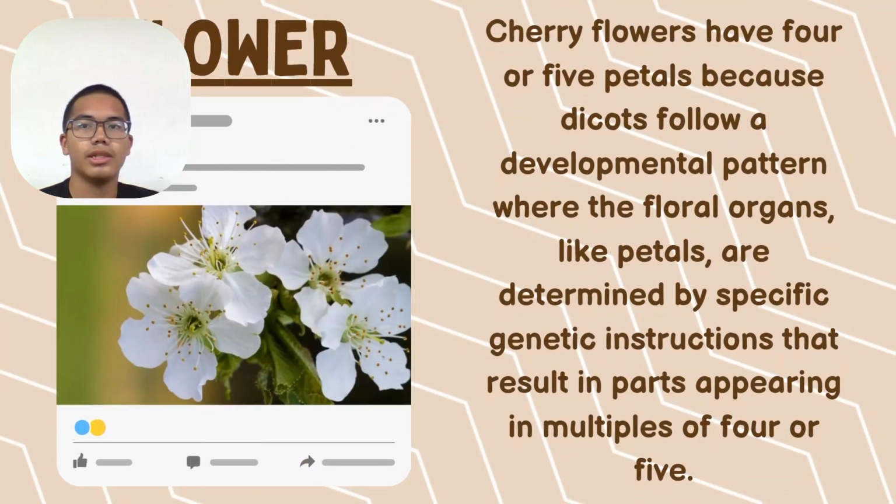Okay, the flower. Cherry flowers have 4 or 5 petals because dicots follow a developmental pattern where the floral organs like petals are determined by specific genetic instructions that result in parts appearing in multiples of 4 or 5. When we talk about monocots, their flowers have only 3 petals. For example, the onion, the garlic, and other plants.